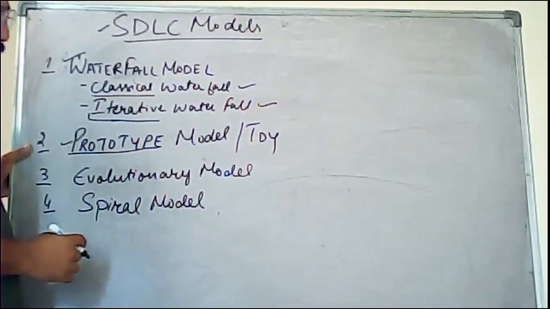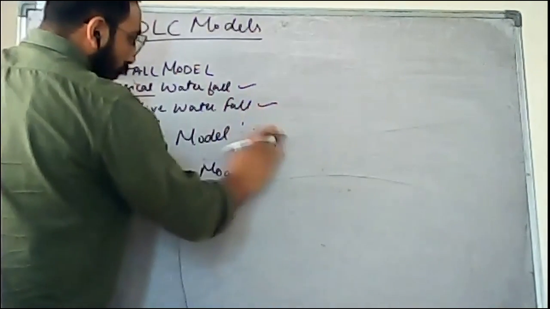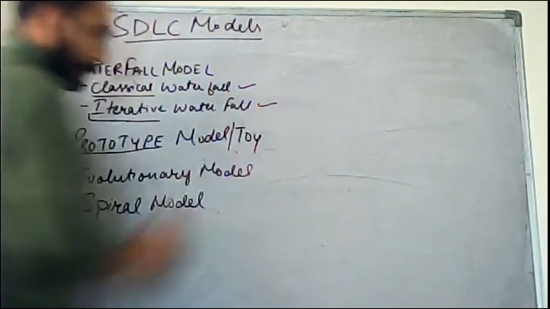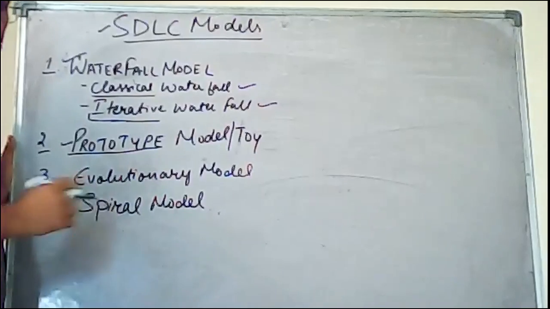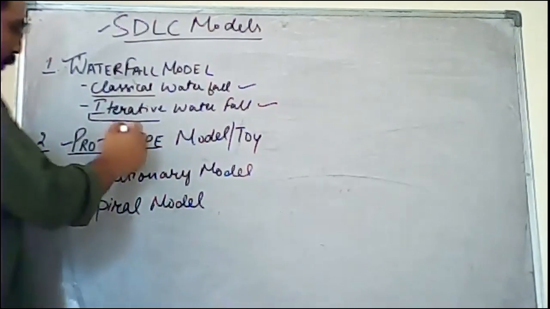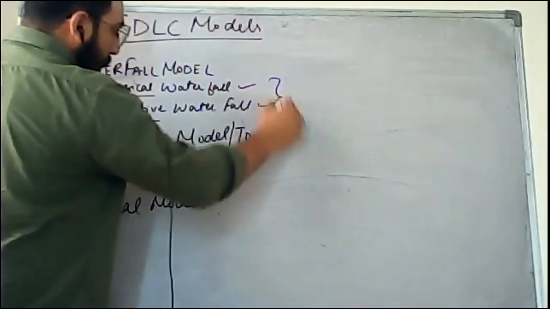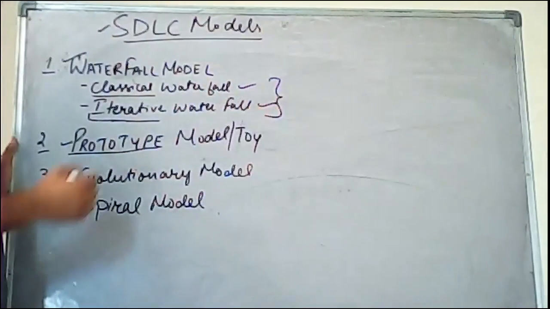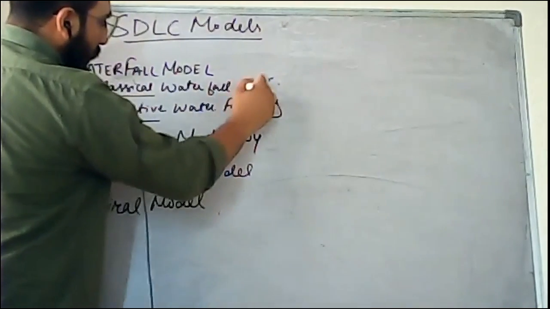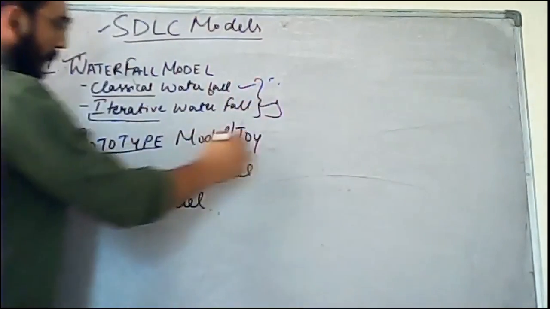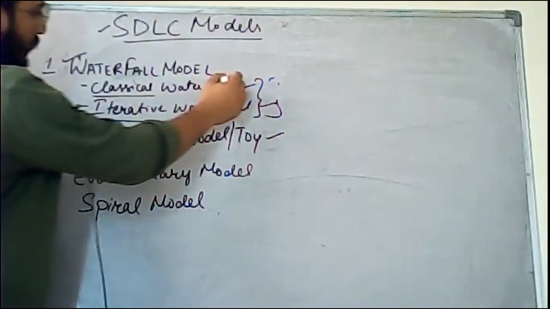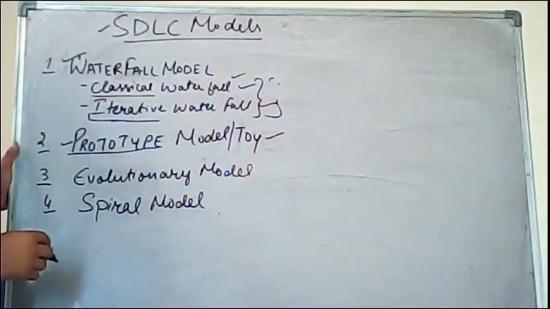It's also called your toy model or throwaway model, use and throw. That is also the problem that came in your waterfall model; these models are used for small projects. In a prototype model, we will fulfill the drawbacks that came in your waterfall model.